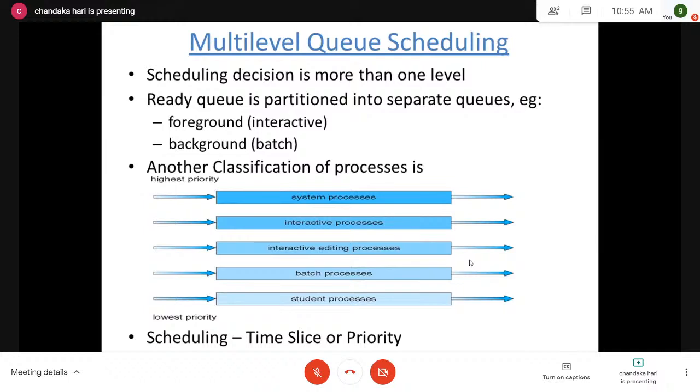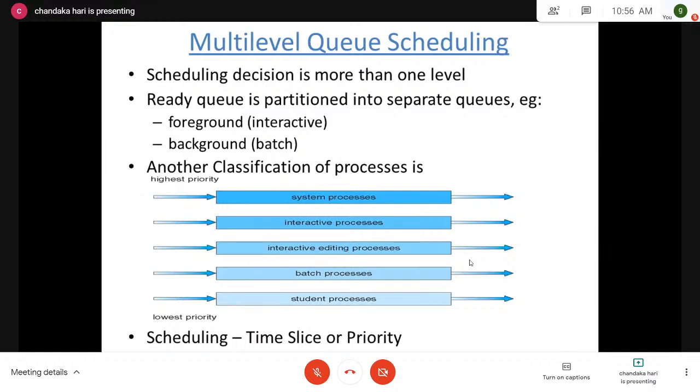Now I conclude that the scheduling decision is not going to happen at one particular level. The scheduling decision has to happen at 2 levels. In case it may be more than 1 level, hence it is called multi-level queue scheduling. Now, how do you schedule this particular job?